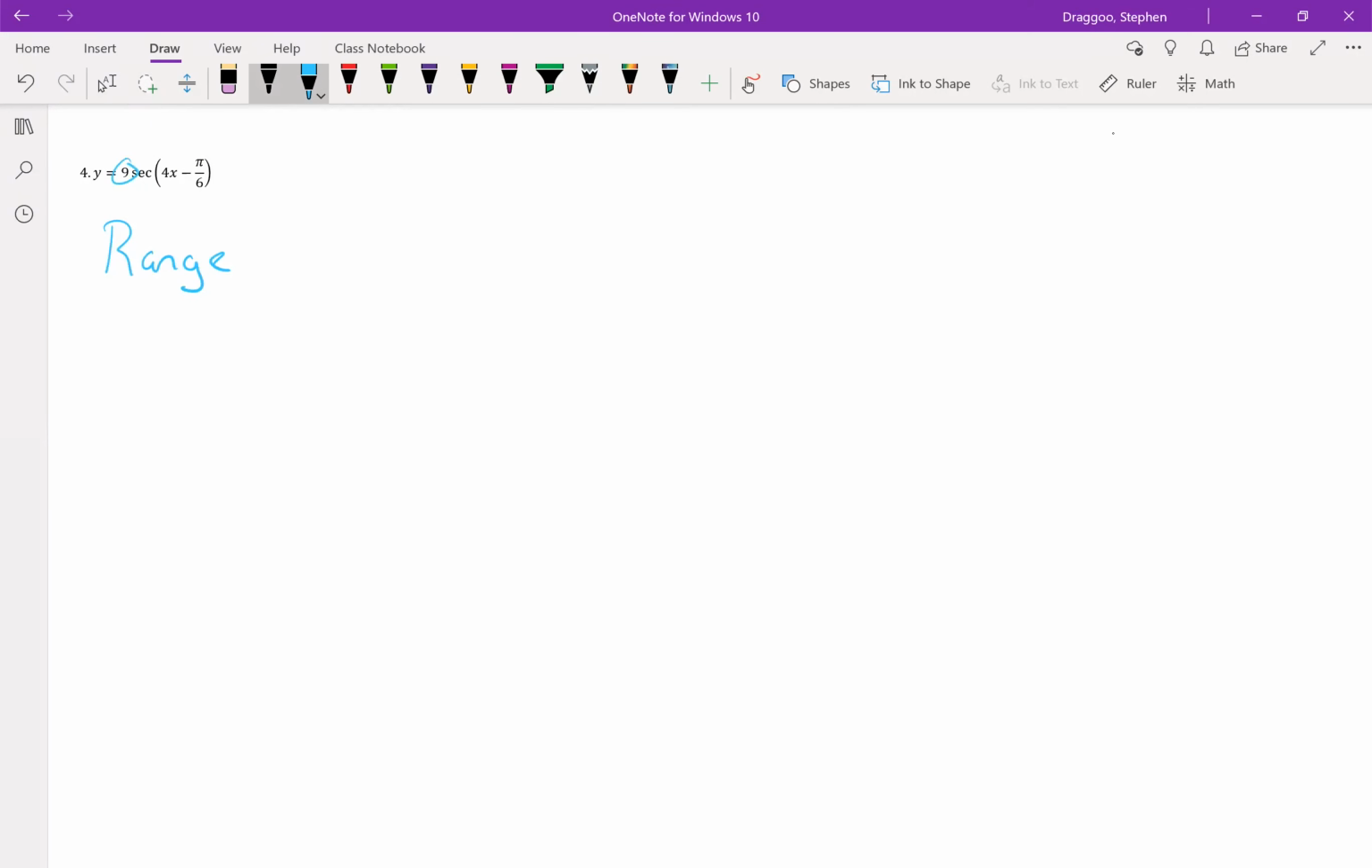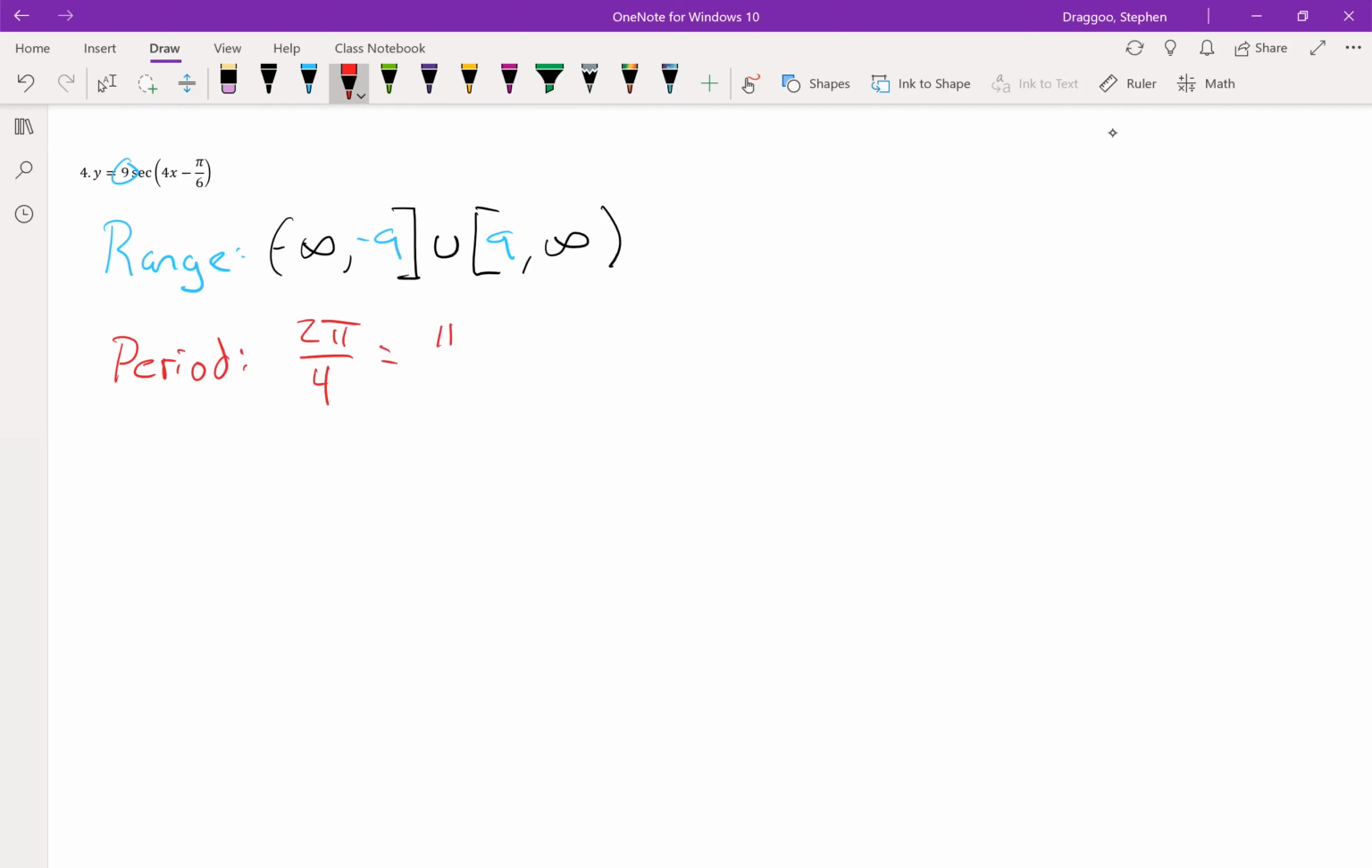So we have another range where we'll want negative infinity to negative 9, union 9 to infinity. That period should be 2 pi over b, which in this case is 2 pi over 4. That simplifies to pi over 2.